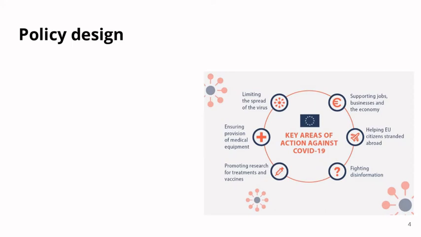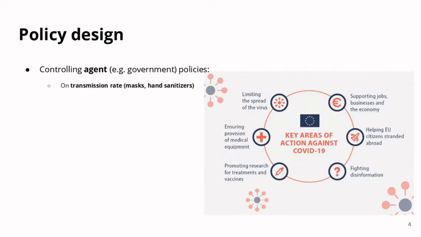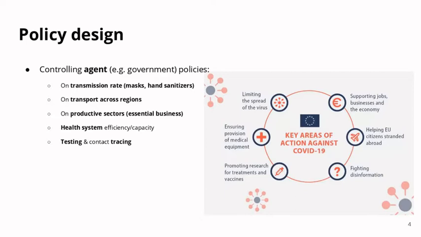So what we understand by policy design is that a controlling agent, in our case the government, enforces mainly non-pharmaceutical interventions, such as modifying the individual transmission rate by enforcing the usage of masks or hand sanitizers. On the more global scale, reducing the transport across different regions, closing certain businesses, etc. We can also have economic measures such as giving checks, for example, in the case of the United States.